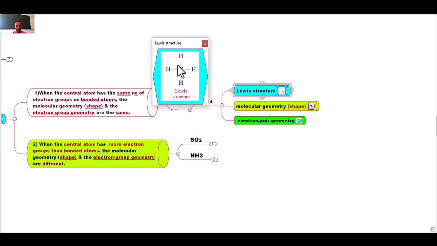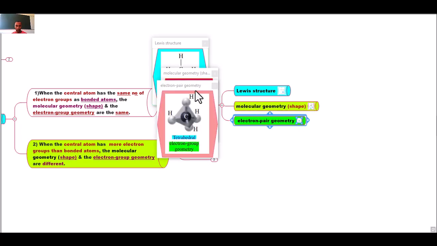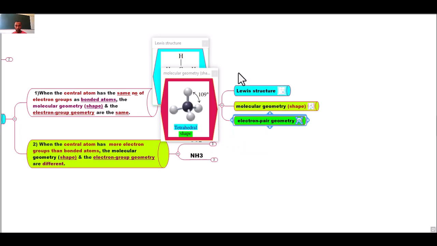And then how many electron groups surround the central atom? We also have 4 electron groups: this single bond, this single bond, this single bond, and this single bond. So the molecular geometry and the electron pair geometry are similar. The answer is tetrahedral for molecular geometry and tetrahedral for electron pair, or electron group, geometry. So this is one case.